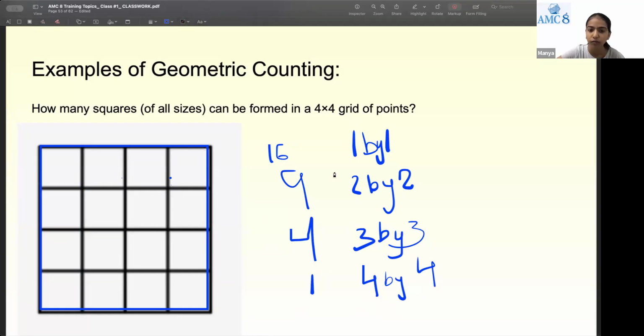So if we add all of these up, we're going to be getting 16 plus 9, which is equal to 25. 25 plus 4 is equal to 29. 29 plus 1 is equal to 30. Therefore, our final answer would be equal to 30.